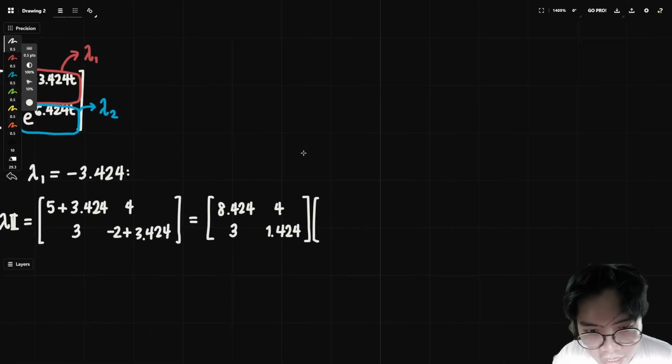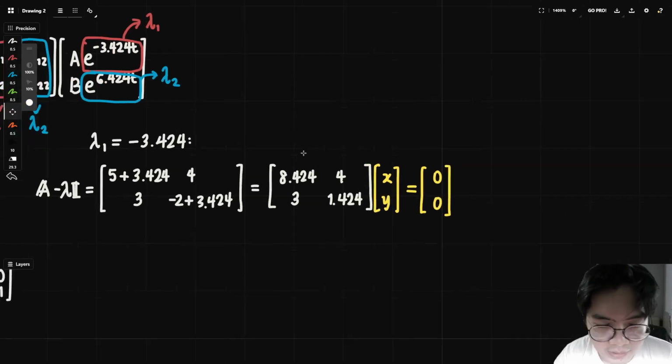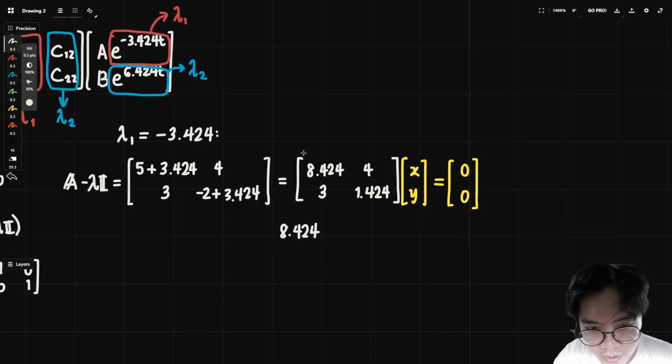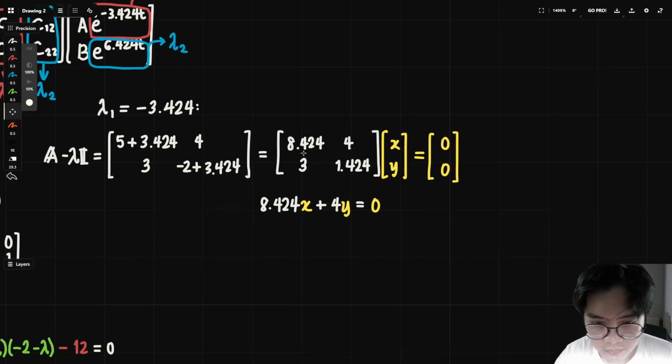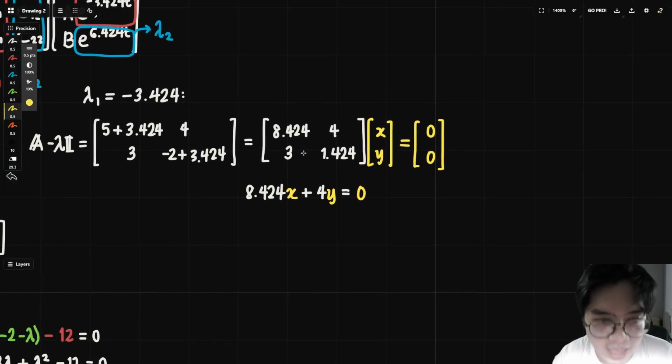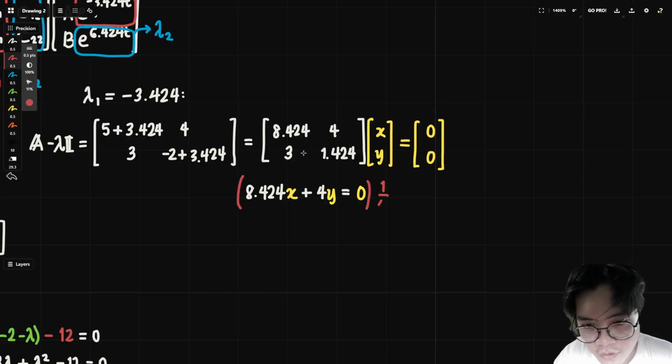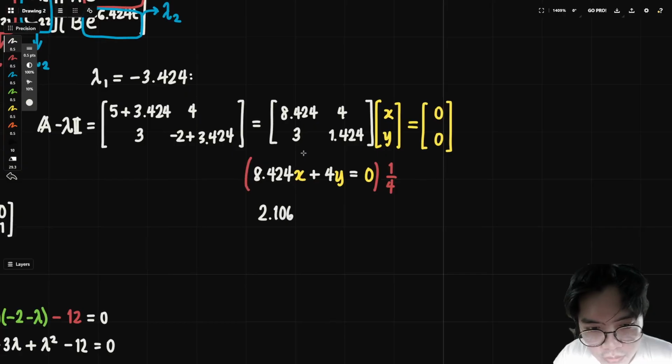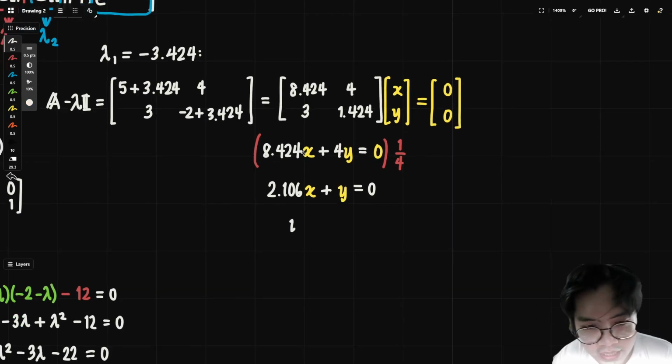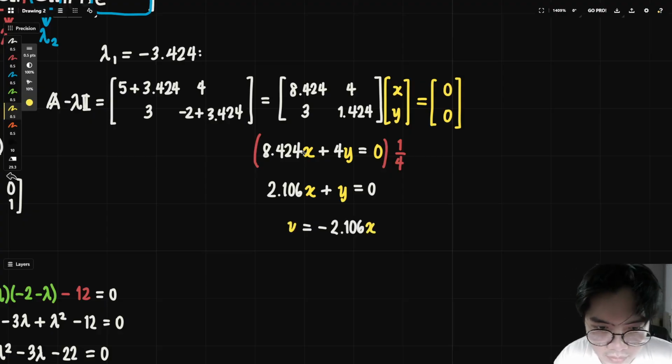Usually, how you would put this together is you imagine an x and a y, and the result should be zero. So 8.424x plus 4y is equal to 0. Earlier we divided this by 4, and it became 2.1067x plus y is equal to 0. Now if I move this to the other side, y is equal to negative 2.106x.